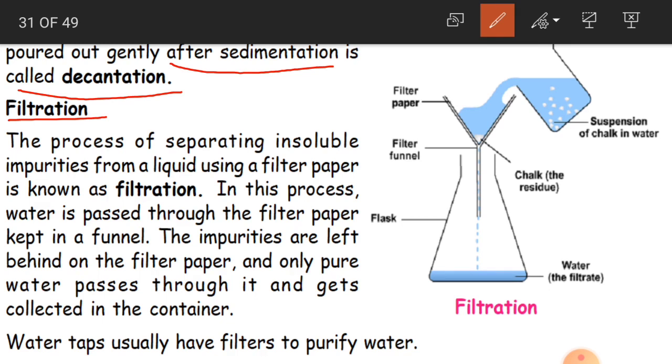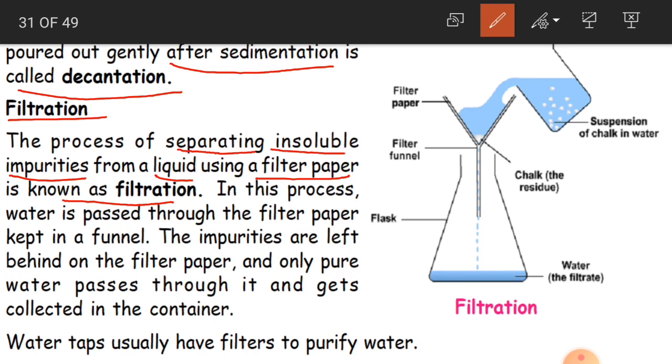Okay, and now filtration. What is it? The process of separating insoluble impurities from a liquid using a filter paper is known as filtration. Here also we are removing insoluble impurities like sand, dirt and all that from a liquid.